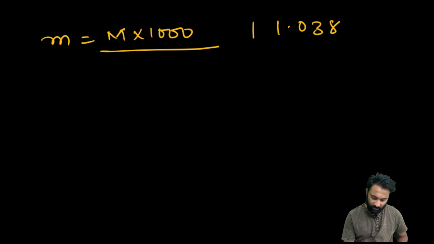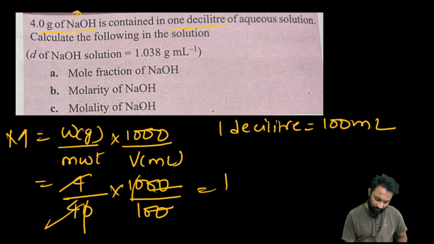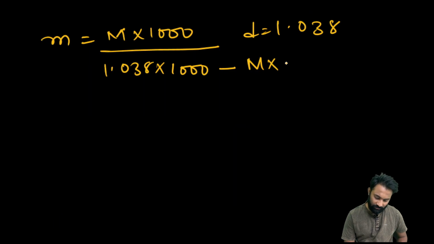Density they have given: 1.038. So 1.038 into 1000 minus molarity into molecular weight of solute, right? What is the molecular weight of the solute? The solute is NaOH.